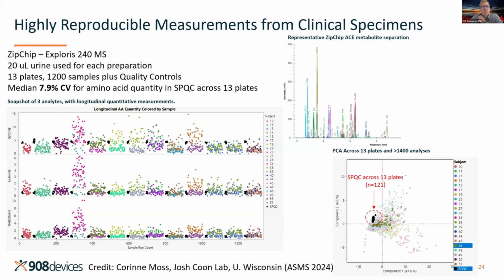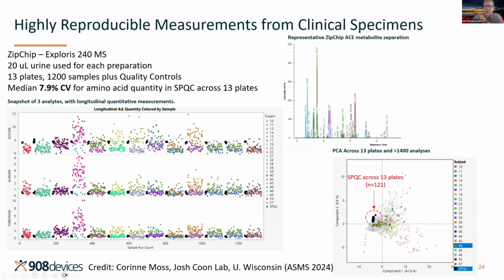What we see is, without any other corrections, so there's no post hoc correction, this is just the raw, micromolar quantitative values that come out of the approach. We're seeing quite high reproducibility between the measurements over time, using the combination of the stable isotope-labeled internal standards and the external calibration material.